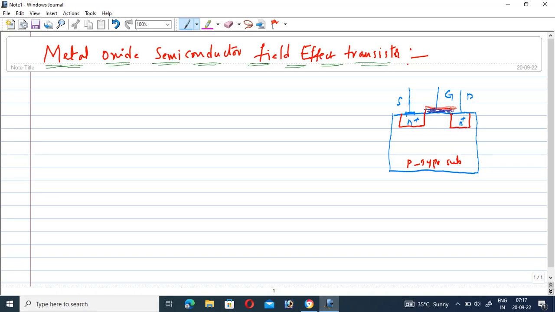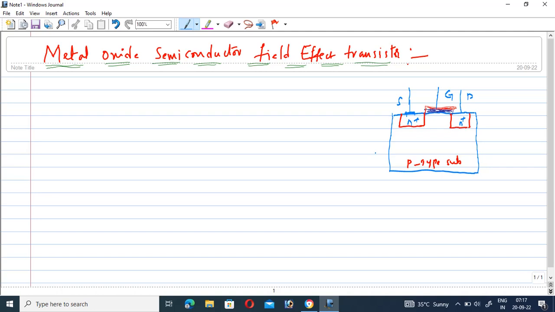Some of those points were already discussed before entering the JFET topic, right? So let us confine ourselves to this topic. The name itself represents metal oxide semiconductor field effect transistor. Let us first see the construction of the MOSFET.